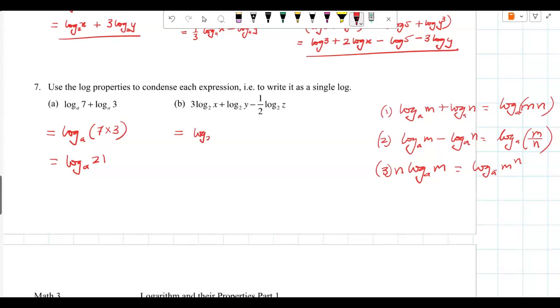So log x cube plus log y minus log z raised to half. Z raised to half, you don't change it. It stays half, the power. You don't make it 2 or anything. How can you make it 2? Half is half.